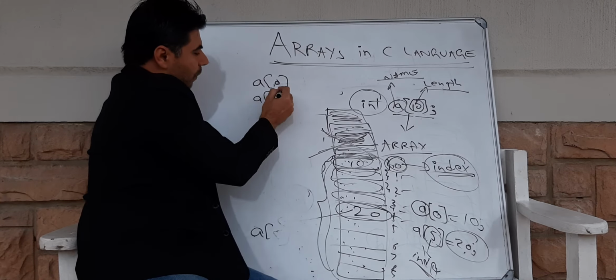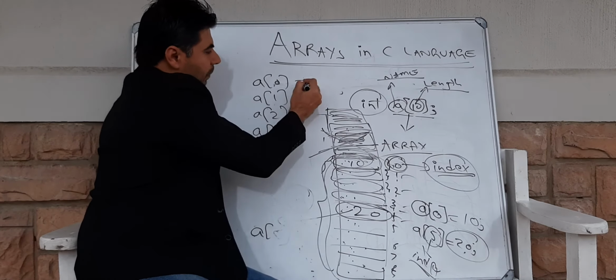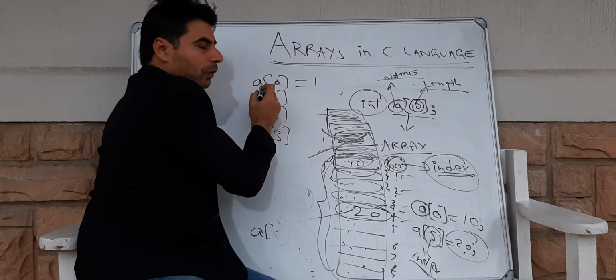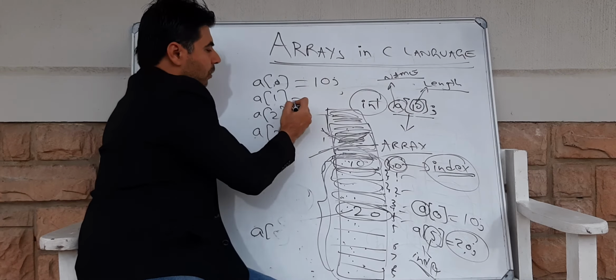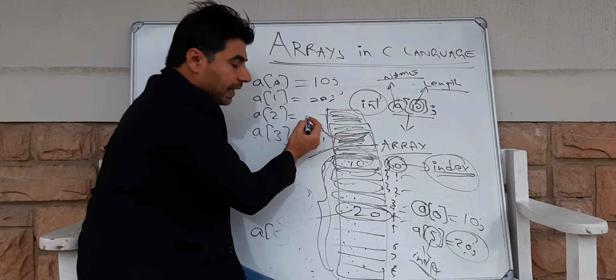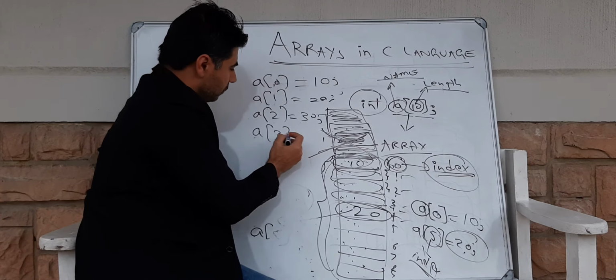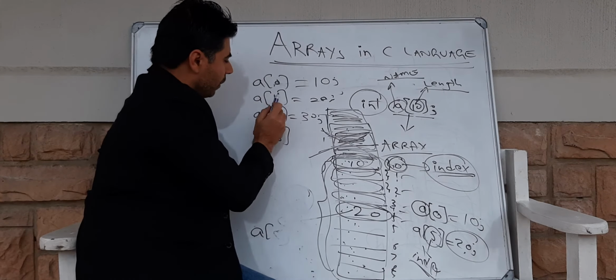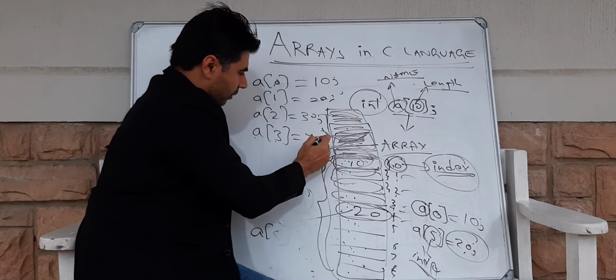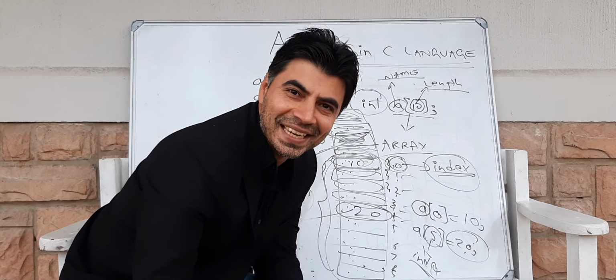A0, A1, A2, A3. You can keep initializing values. It will go A0, 10. You want to put on index number 2, 20. You want to put on index number 3, 30. You want to put on index number 0, 1, 2, 3. 3 is this one, 40. You understand? This is the concept of array in C language.